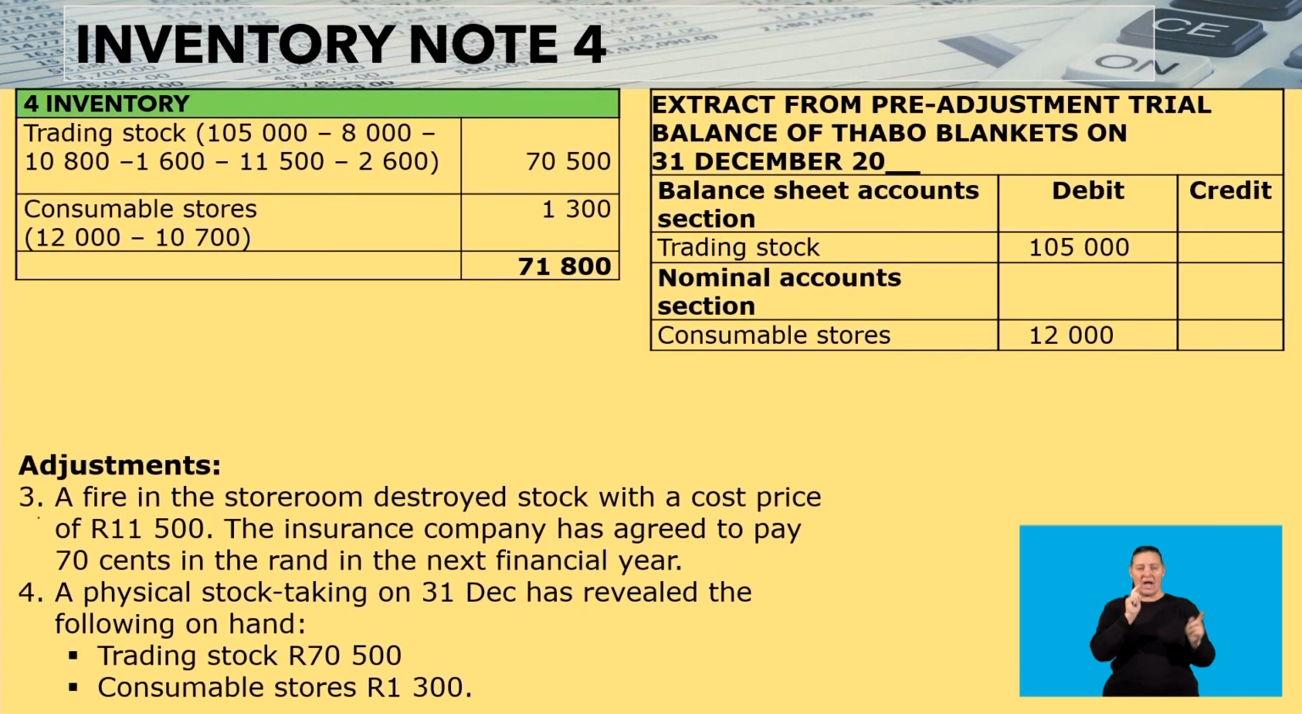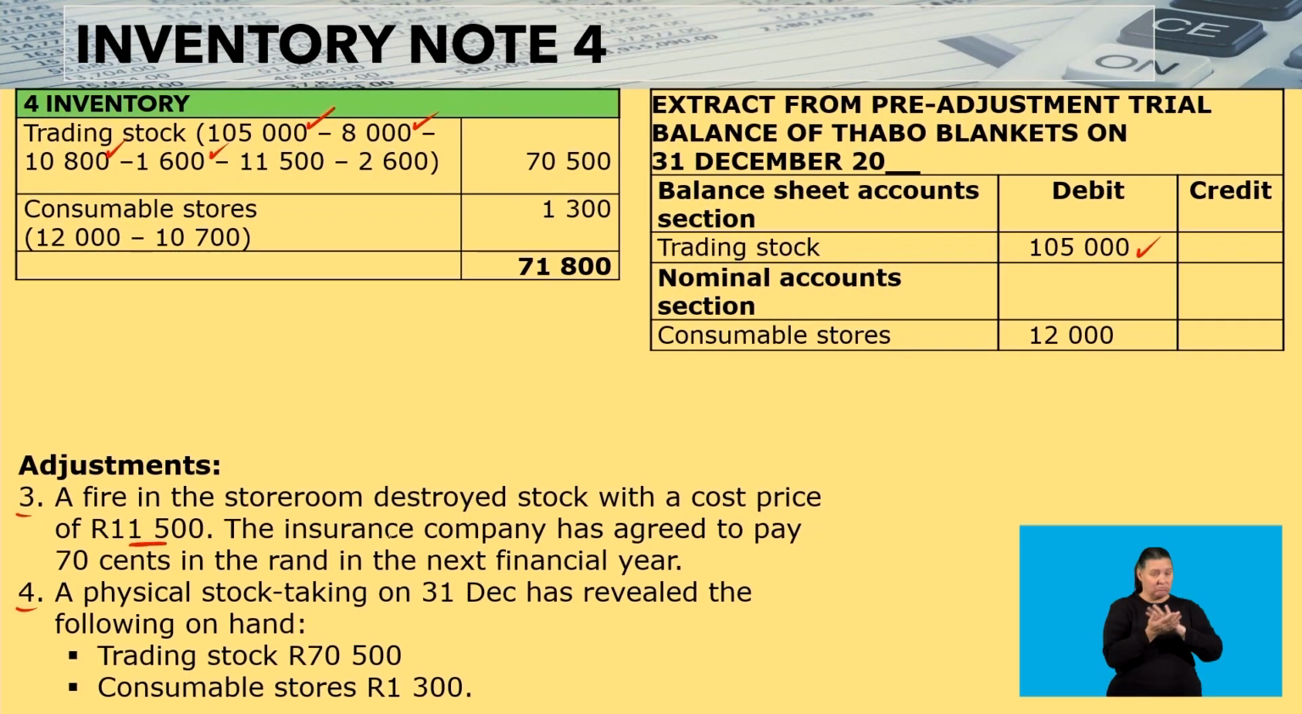We are now going to look at adjustment 3 and 4. But in our answer book, remember we had this from the trial balance, and we have already recorded when the owner took goods for personal use. We have already recorded the sale of goods, and we have also recorded the donation. Number 3, a fire in the storeroom destroyed stock with a cost price of 11,500.